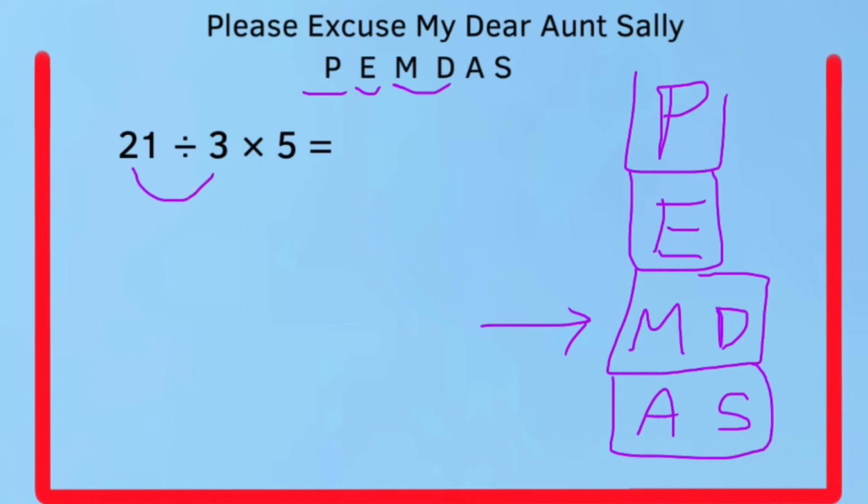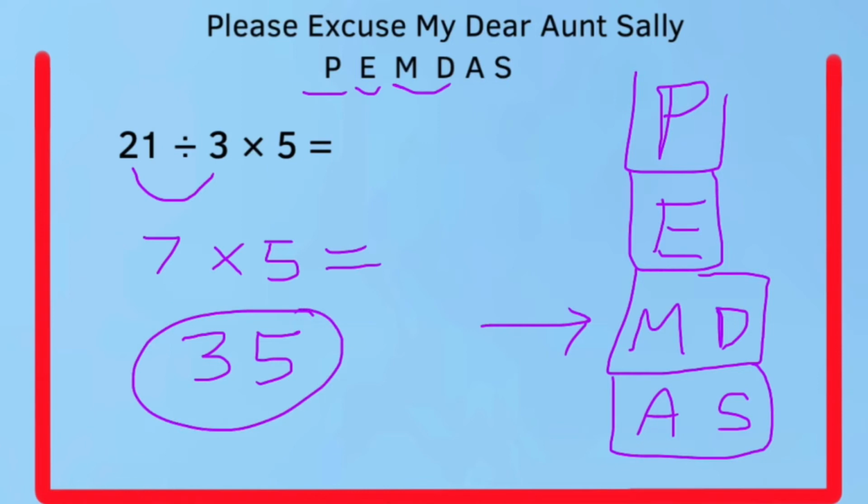21 divided by 3 equals 7. I bring the rest of my problem down. 7 times 5 equals 35. By following the order of operations, I have the correct answer.